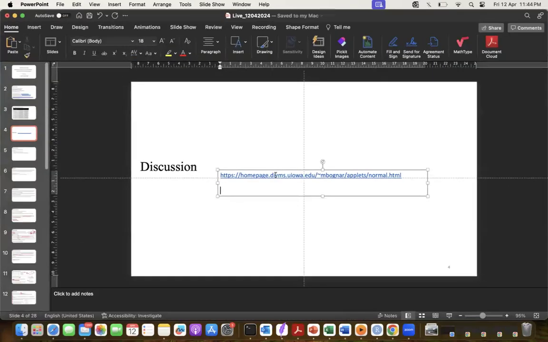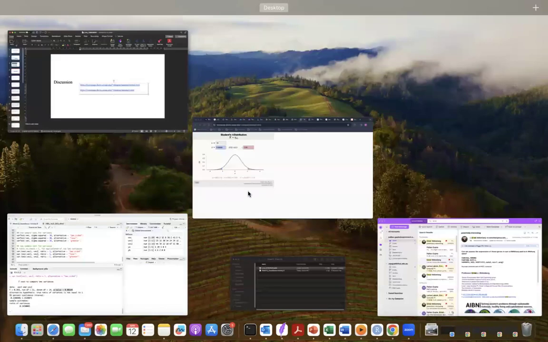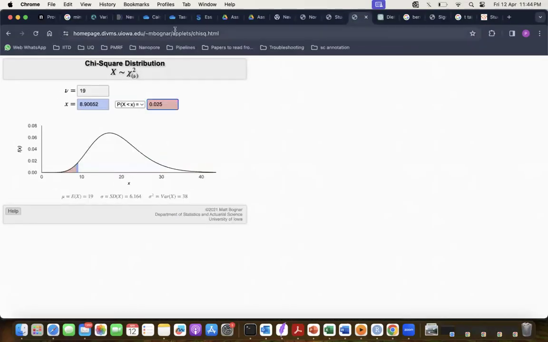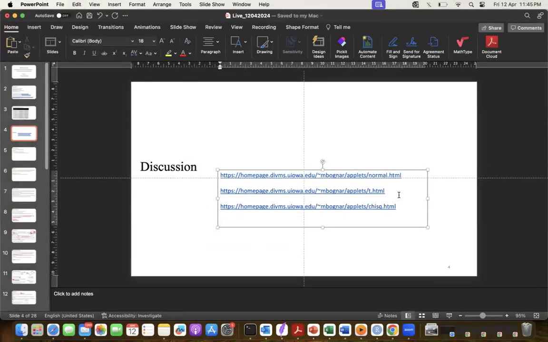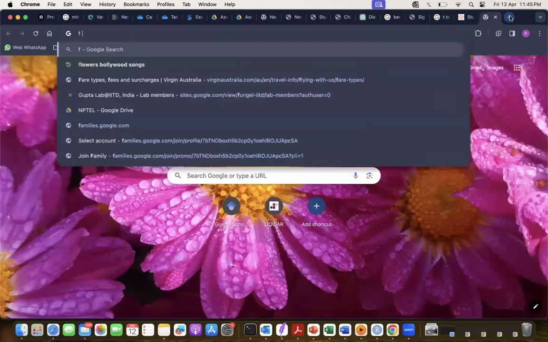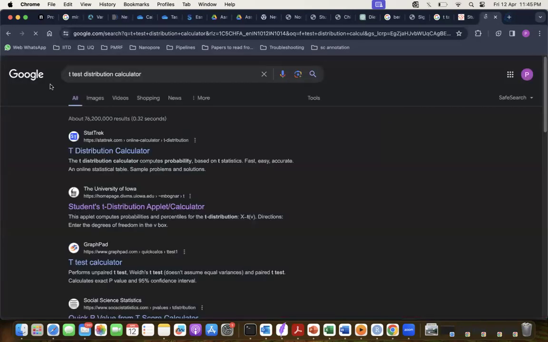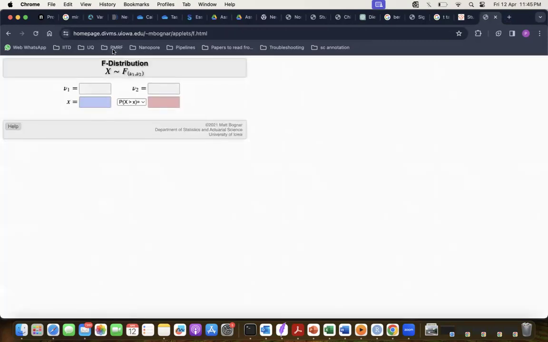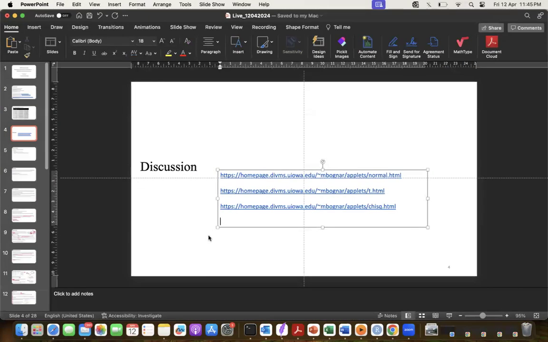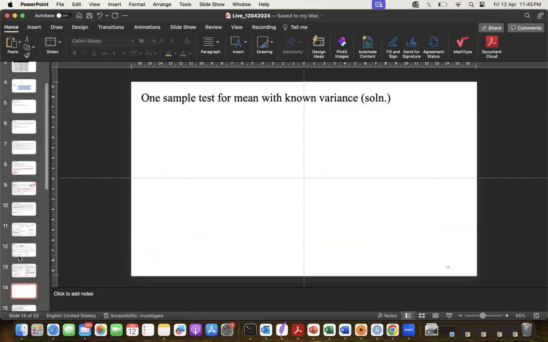So you'll have this thing for normal distribution, this is going to be for the T distribution, and we have this for the chi-square distribution, and we also have this for the F distribution actually. So I'll just write the F test distribution calculator. Oh, not T test, F test. So it's this one. All right, good. Looks good. Where were we?